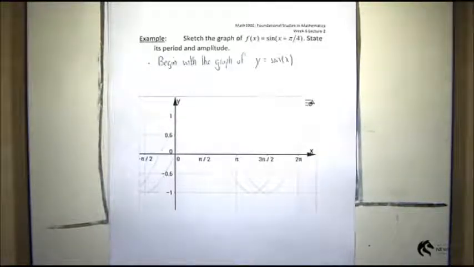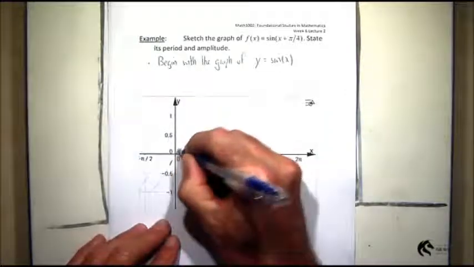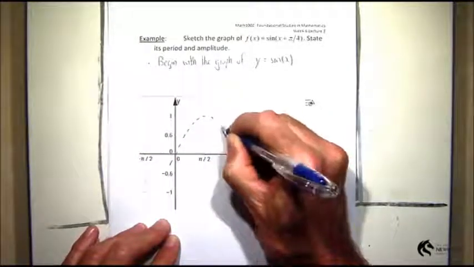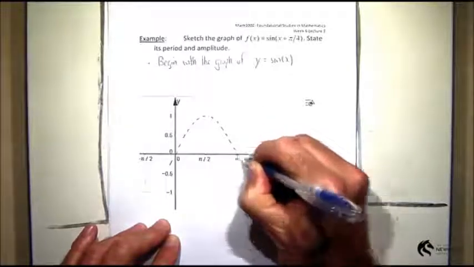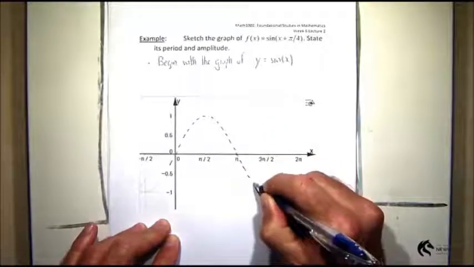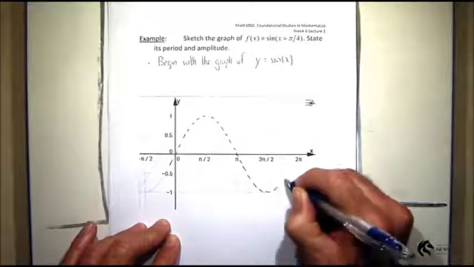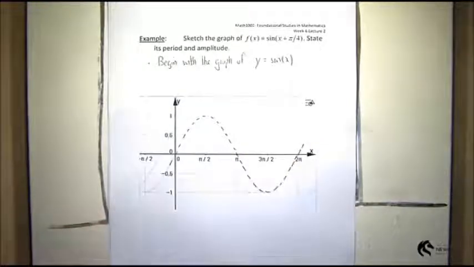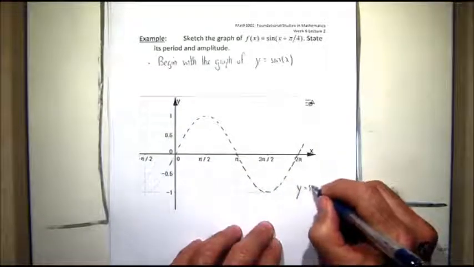Here it is, sitting there. So I'll draw it on here, just dot it in, and I've got some lines here to help me get it accurate. So that's the graph that we would start off with. We'd start off with y equals sine x.